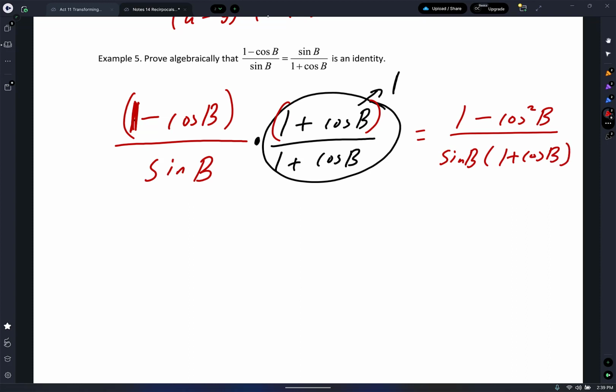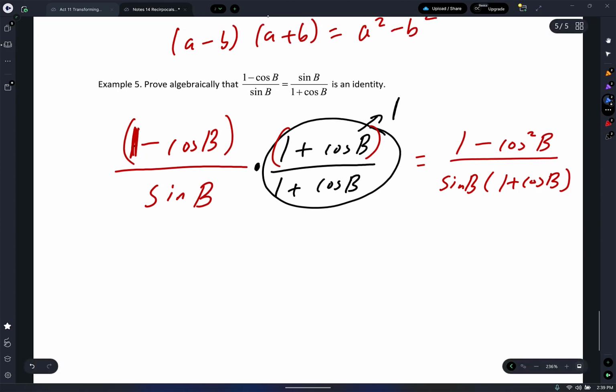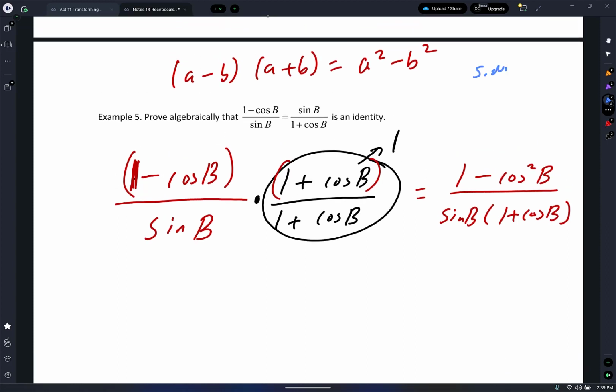Now, Chop, where does this help me? I don't understand. As soon as you see 1 minus cosine squared, you should be thinking Pythagorean formula. Side note, I'm going to put it right here. Cosine squared b plus sine squared b equals 1. Look what happens, guys. Move this to the right. Sine squared b equals 1 minus cosine squared b.